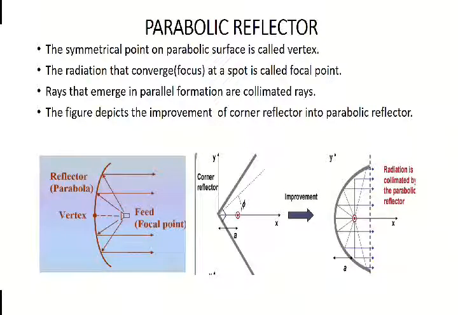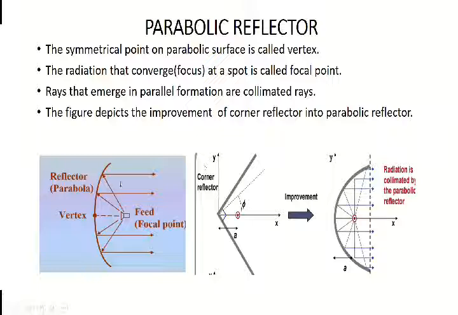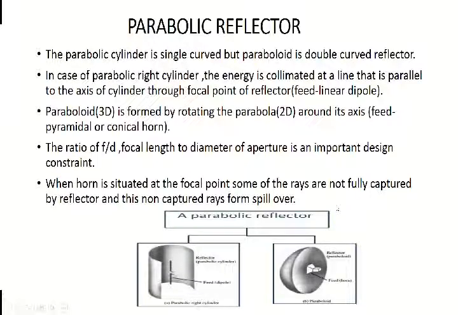Next we'll move on to the third type, the very important analysis, which is a parabolic reflector. In case of parabolic reflector, we have the analysis of symmetrical point on the parabolic surface, which is called the vertex. The diagram depicts very clearly, and the radiation which converges at a spot is what is called the focal point, and the rays which are emerging in parallel formation are said to be the collimated rays, and this figure depicts the improvement from corner reflector into a parabolic reflector. Now, what are the types of the parabolic reflectors?